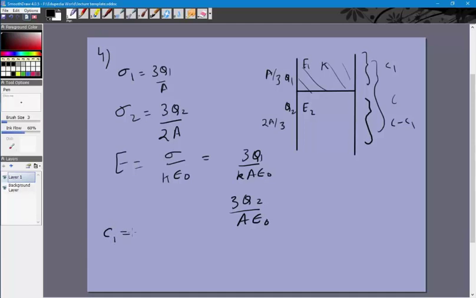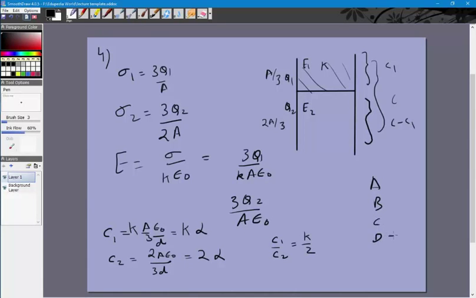So C1 can be written as A by 3 epsilon naught by D multiplied by K, and C2 can be written as 2A epsilon naught by 3D. So this is equal to K times some quantity alpha, and this is equal to 2 times the same quantity. The factor 2 comes because the area is different. So from this we can get C1 by C2 is equal to K by 2. Right. From this, C1 plus C2 by C2 or C by C2 is K plus 2 by 2. So out of option A, B, C and D, D comes out to be true right away.